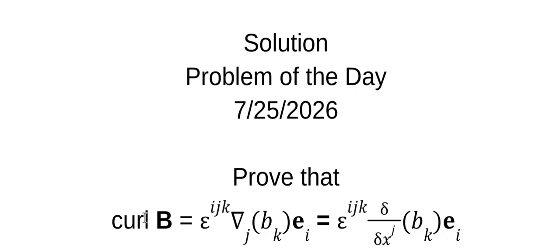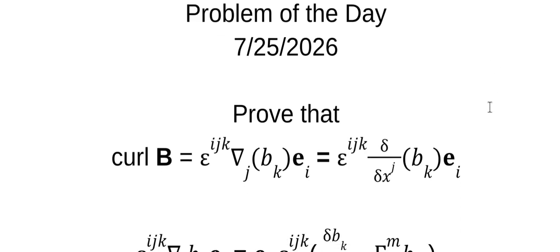7/25/2026. The problem was: prove that the curl of B, equal to the Levi-Civita tensor times the covariant derivative of the vector component times its basis vector, reduces to just the partial derivative of the vector component with respect to the coordinate j.